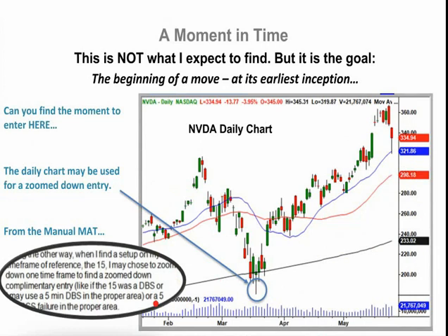Now, this is referring to two. It's using an example using the 15 and the 5. But we're using here a daily and a weekly. I choose to zoom down one time frame and find a complementary entry on the time frame lower. So right here, here are the rules that I follow that say, yes, I can come down to the daily chart and say that this is still legitimate to use this daily chart as the focal point for an entry.